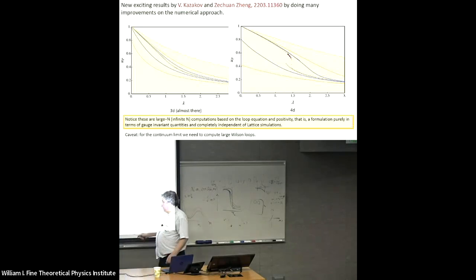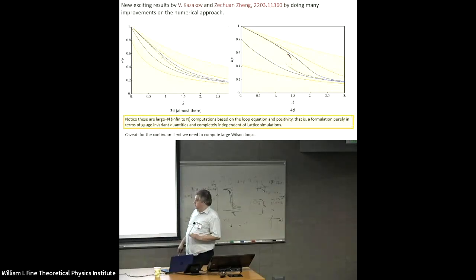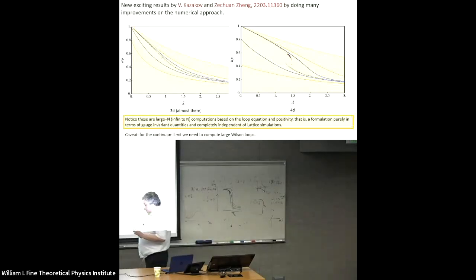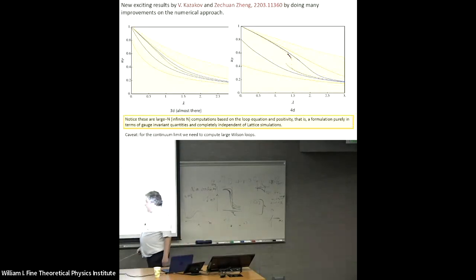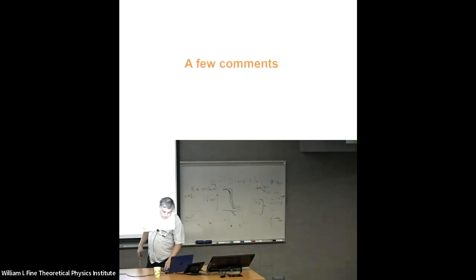Let me argue that this method is strictly large N. The computations are done using the Migdal-Makeenko loop equation and the positivity condition. So it's purely a Wilson loop calculation. There are no SU(N) matrices anywhere, so it's completely independent. It's not related to the lattice simulations. Nevertheless, it's the same system, and they found a good agreement. And as I said, we still need to compute larger Wilson loops.